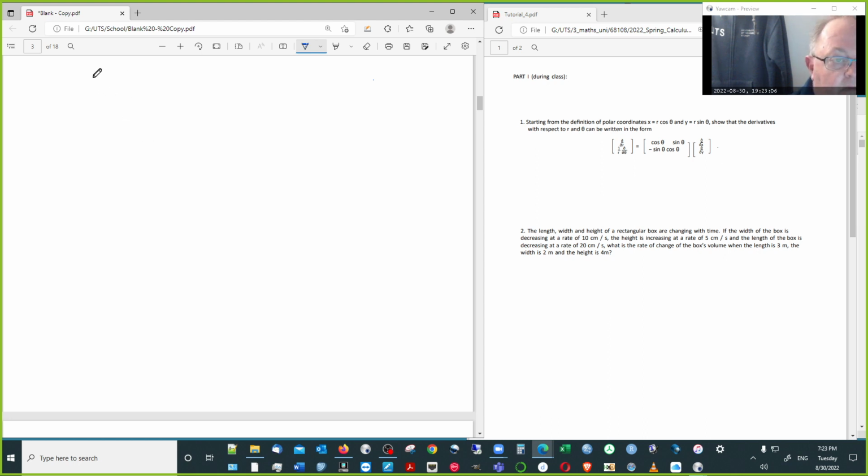So we've got sheet 4. Now, starting with the definition of polar coordinates, x equals r cos theta and y equals r sin theta, show the derivatives with respect to r and theta can be written in that form. So basically what that means is that we've got to do what we've been doing with transformation. So I'm going to do it all out for you.